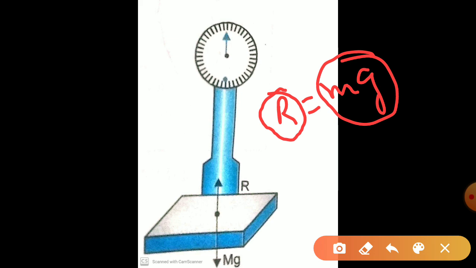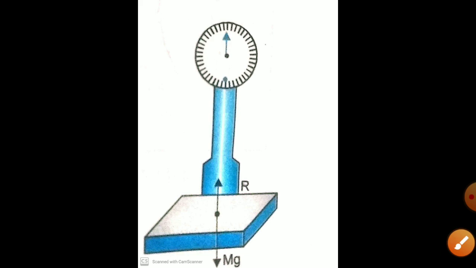What are the situations? Number one, when the person is sitting or standing in the lift and the lift is moving in upward direction, first situation. Second situation, when the lift is moving in downward direction, or the third situation, that the lift is not moving at all. In all these three cases, how you will study the apparent weight of the body.